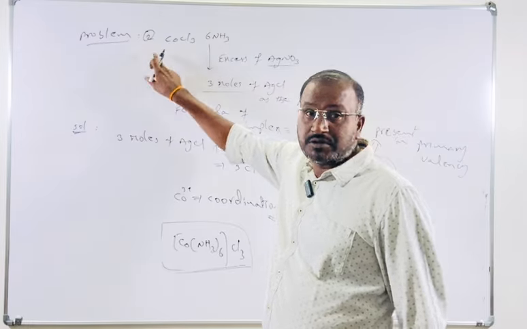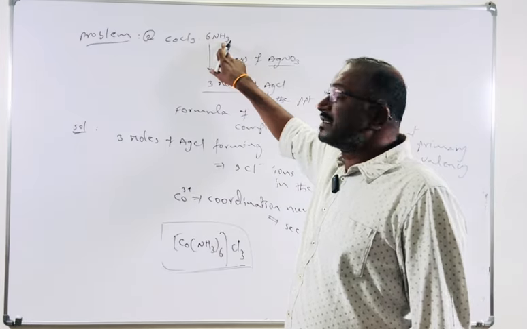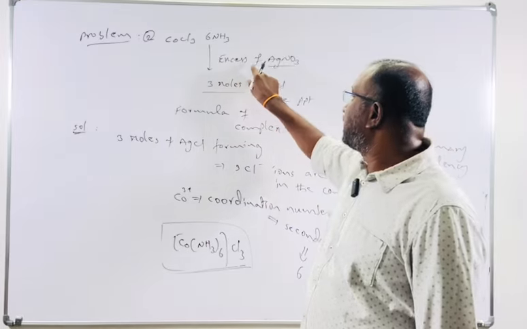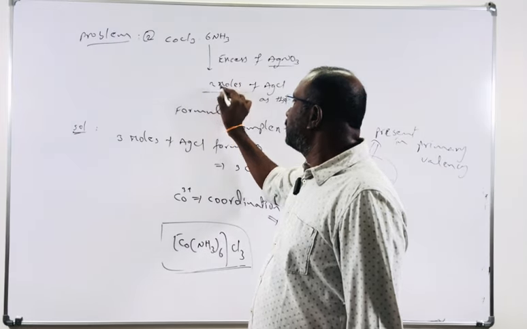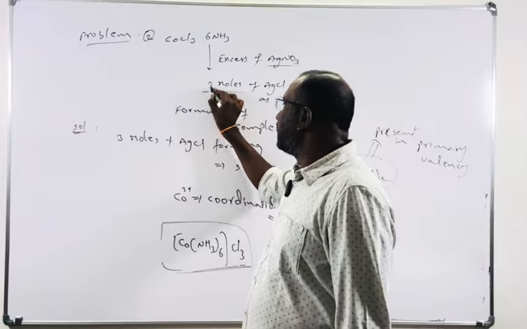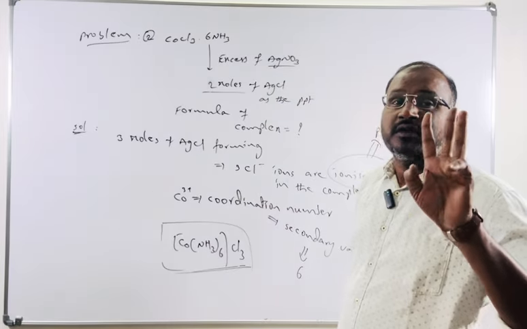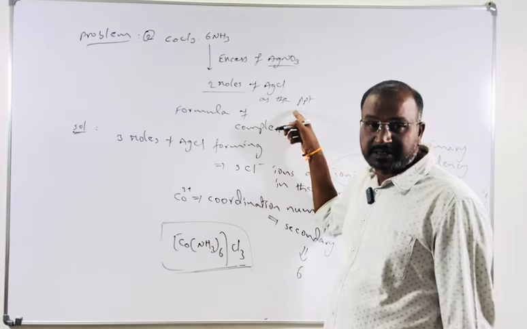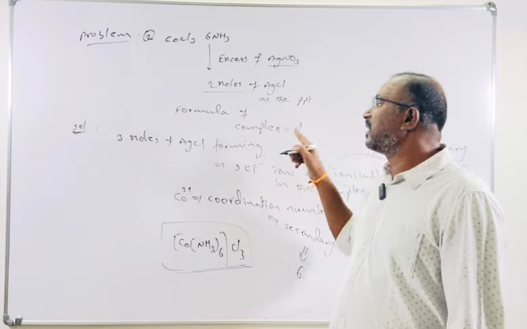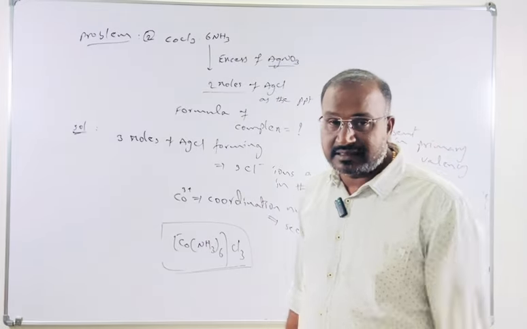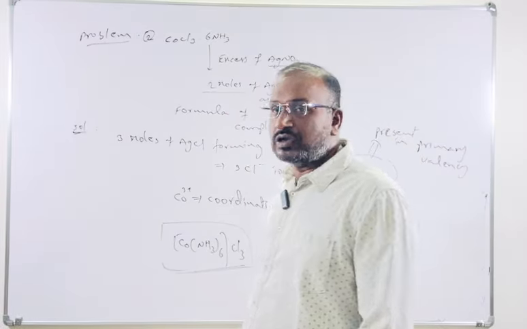So now problem 2. The same CoCl3·6NH3 molecule is there. When it is treated with excess AgNO3, we are getting only 2 moles of AgCl, not 3 moles, 2 moles of AgCl as the precipitate. So what is the formula of the complex? Now let's go for the solution.